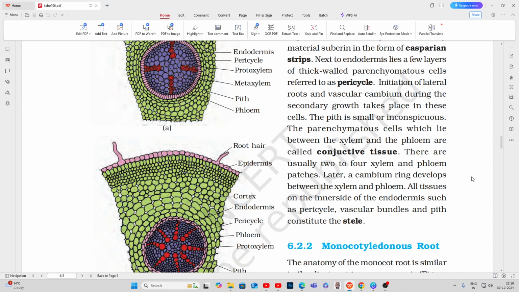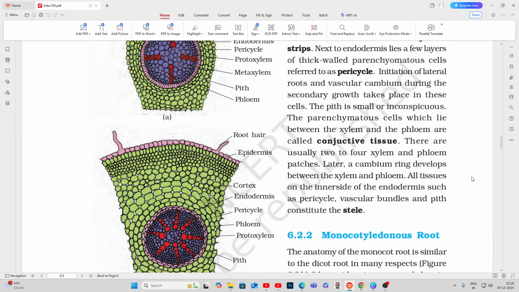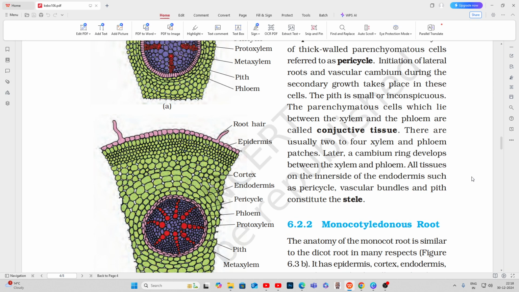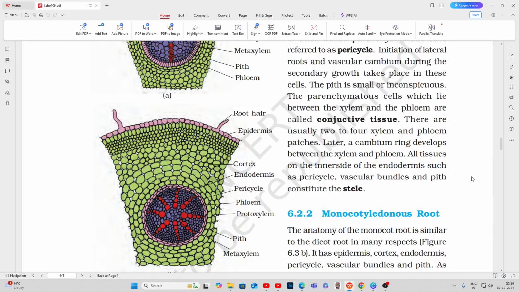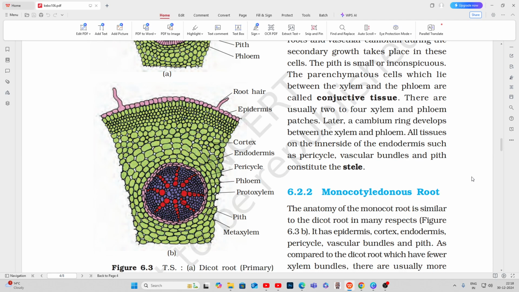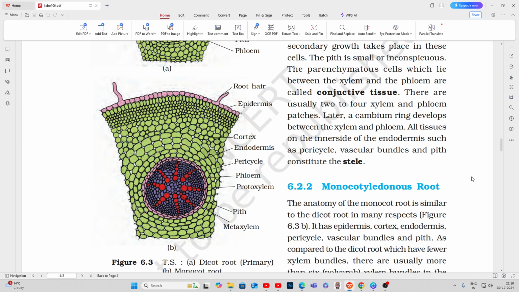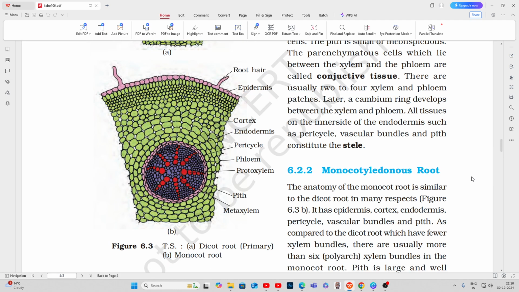The parenchymatous cells, which lie between the xylem and the phloem, are called conjunctive tissue. There are usually 2 to 4 xylem and phloem patches. Later, a cambium ring develops between the xylem and phloem. All tissues on the inner side of the endodermis, such as pericycle, vascular bundles, and pith, constitute the stele.